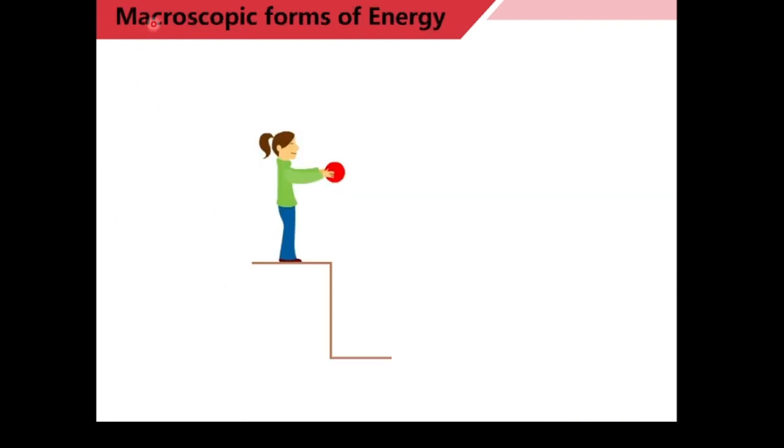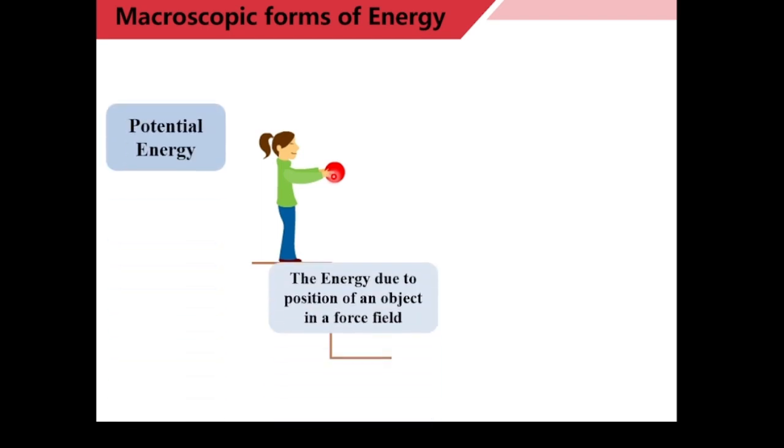First of all, what are the macroscopic forms of energy? Let's suppose you have a ball and you are standing at a height. What kind of energy does this ball have? That is called potential energy. I think you all have studied this in your FSc and matric classes; this is not something new. So this ball has some energy, and we call it potential energy.